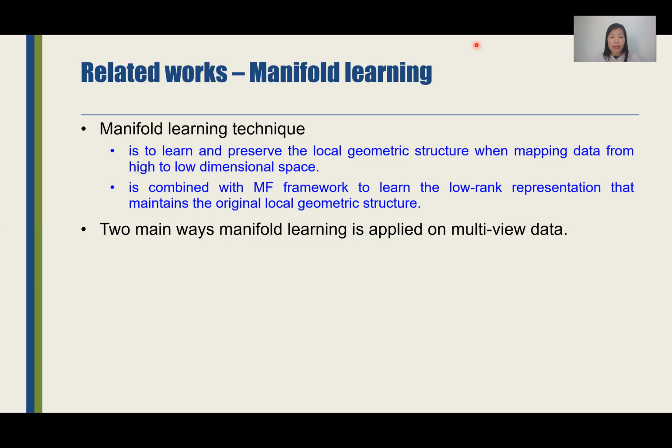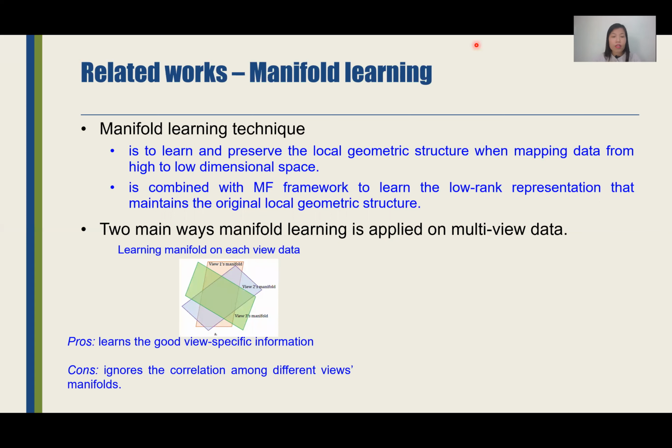In MultiView data, the manifold learning is applied in two main ways. For the first way, it learns the manifold on each view data and allows the low-rank representation on each view data to respect its own manifold. This will help with learning the good view-specific information. However, it ignores the correlation among different views' manifolds.